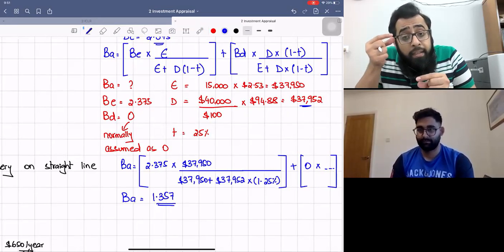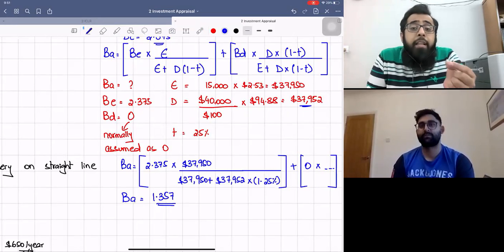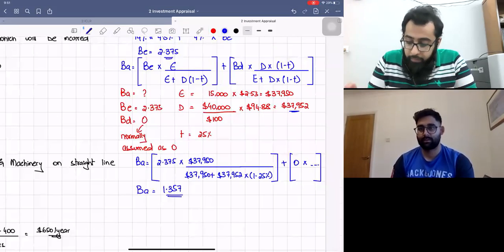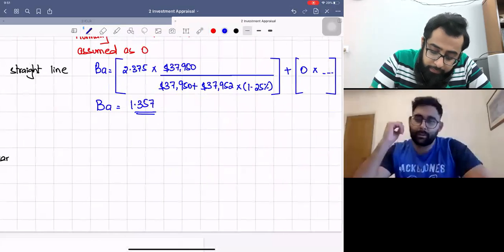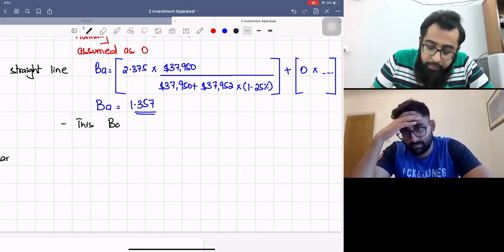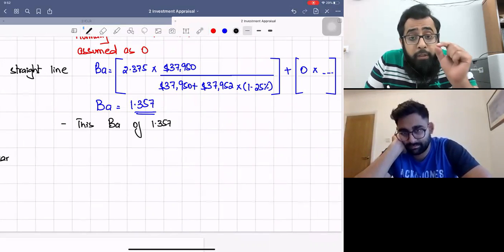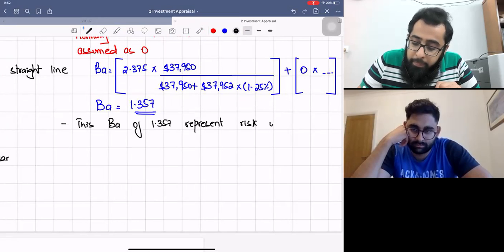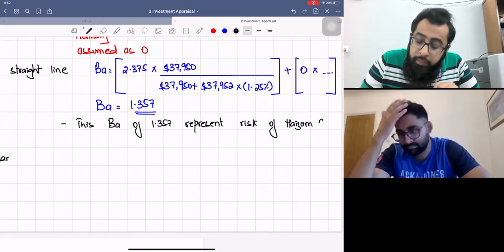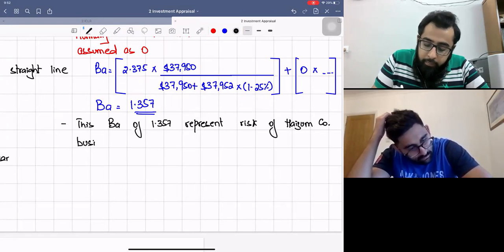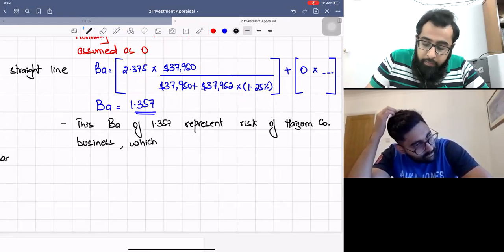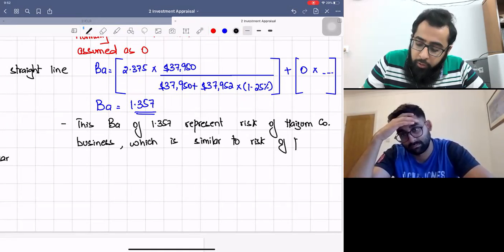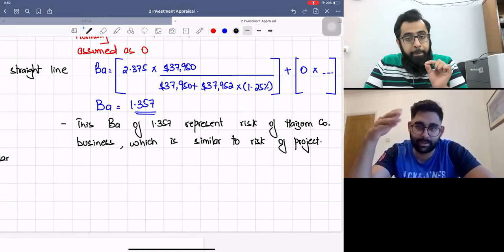That beta asset is the risk of the project. Through this risk, I will calculate the cost of equity for that project, the rate of return of that project. Now, have some patience. This beta asset of 1.357 represents the risk of Hyzon company business, which is similar to the risk of the project. Have you got this point? So this would be the beta asset that we use for our project.